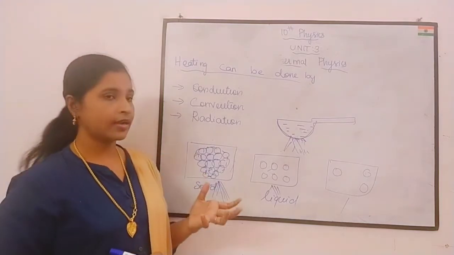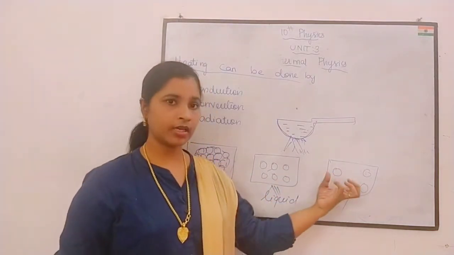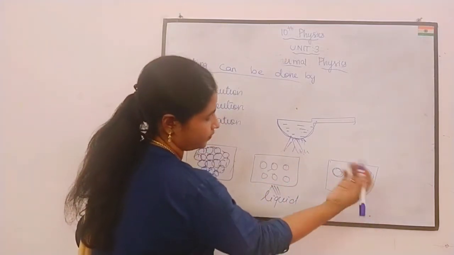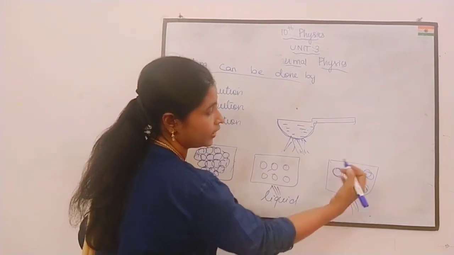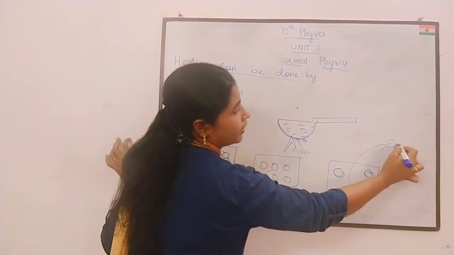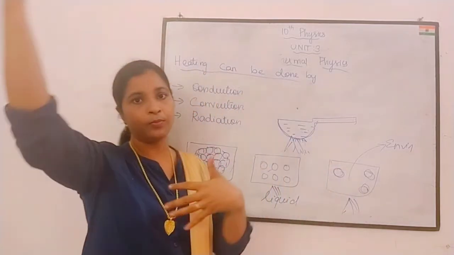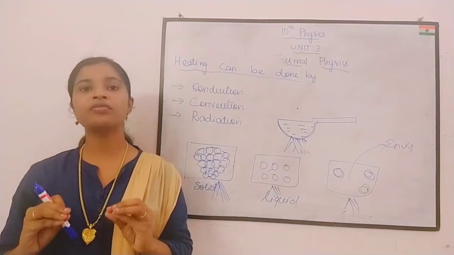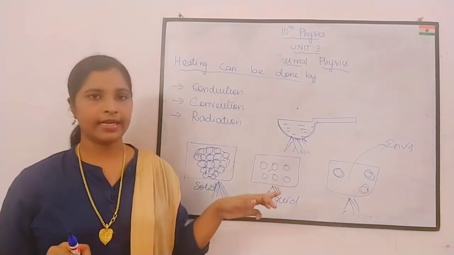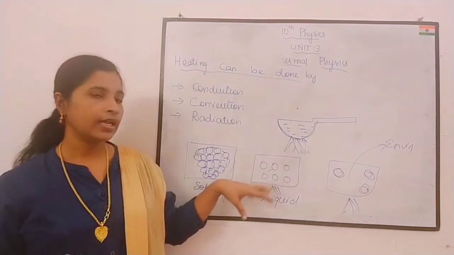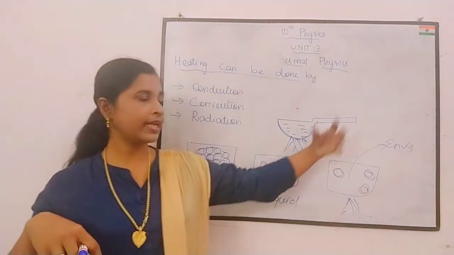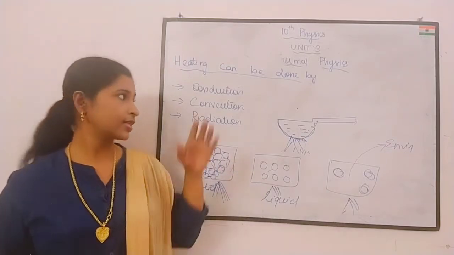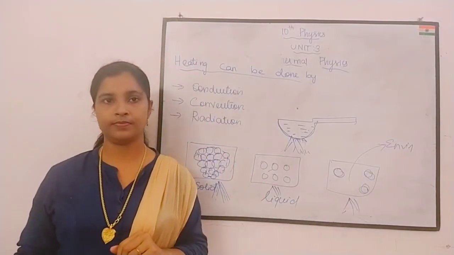What is radiation? In the case of gases, when you heat like this, the heat gets transferred to the environment. The vapour goes up, so the heat gets transferred to the environment. Such a type of heating is called what? Radiation. Understood? Conduction happens inside a solid, convection inside a fluid, and radiation goes from the fluid to the environment. These are the three different types of heating methods: conduction, convection and radiation.